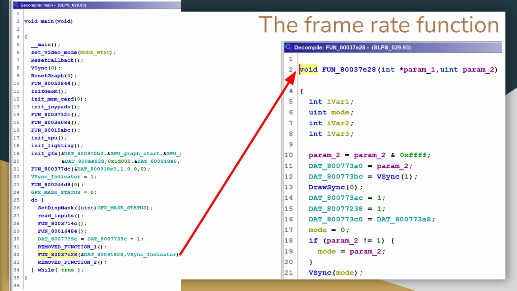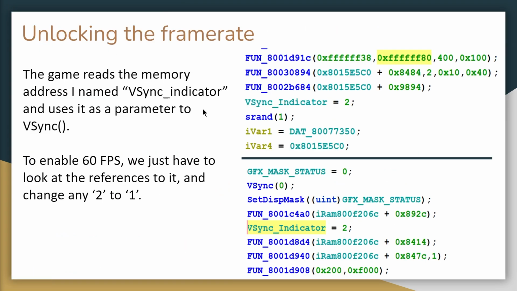By using a debug emulator and putting a breakpoint on VSync, we can figure out when it actually gets called. In this case, inside of main, there is a function, and inside that function is this VSync, where VSync is being passed a parameter, just like this. And that's kind of what we were expecting, where VSync is not being passed a static number, but a variable. So what the game is doing is it reads this memory address, which I've renamed VSync indicator, and it uses that as a parameter to feed to VSync.